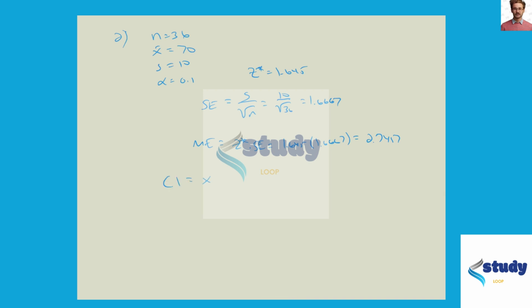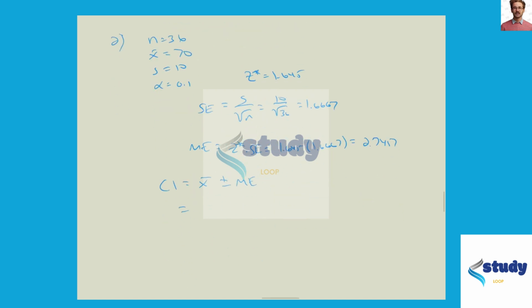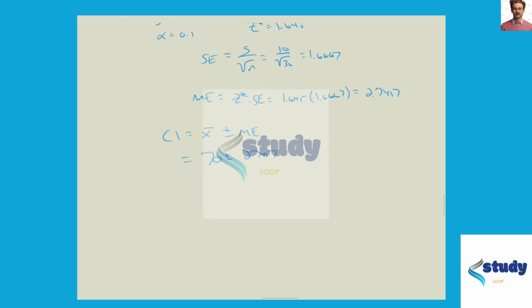So our confidence interval, again, is going to be x bar plus or minus the margin of error, which is going to be 70 plus or minus 2.7417. So our lower boundary from subtracting is 67.2583, and our upper boundary from adding would be 72.7417.